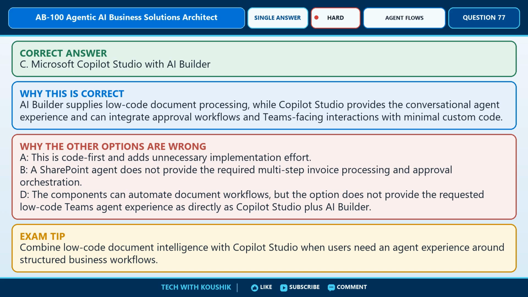Here is how to rule out the alternatives. A. This is code first and adds unnecessary implementation effort. B. A SharePoint agent does not provide the required multi-step invoice processing and approval orchestration. D. The components can automate document workflows, but the option does not provide the requested low-code Teams agent experience as directly as Copilot Studio plus AI Builder.